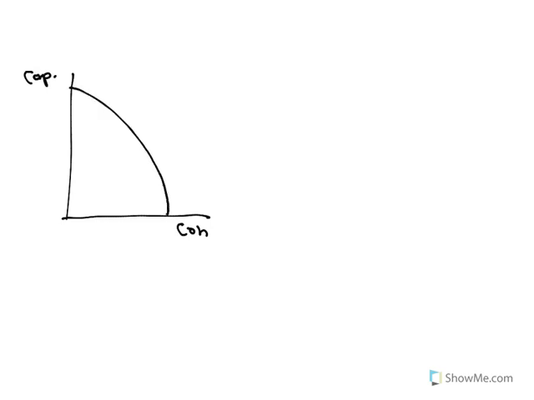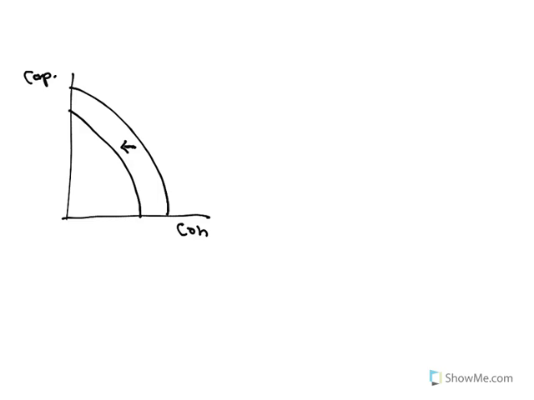Sorry about that. Now let's do another PPC here. And I'm going to just call this con and cap for consumer goods and capital goods just to save a little bit of time. We'll draw another PPC. Now if the PPC shifts to the left, okay, we would draw it like this. Now we're producing less of both goods than before. We cannot produce as many capital goods or as many consumer goods as we could before.